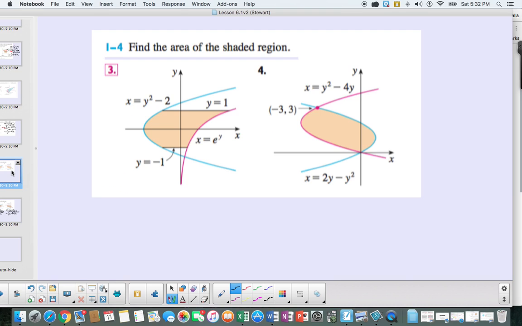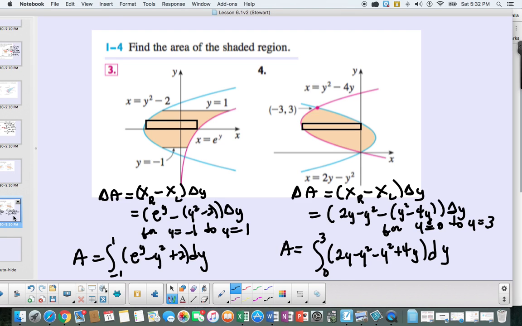Okay, your turn. Go ahead and draw your rectangles, appropriate rectangles. You can avoid the summation of the rectangles if you wish and go right into the integral. And here's the answer.